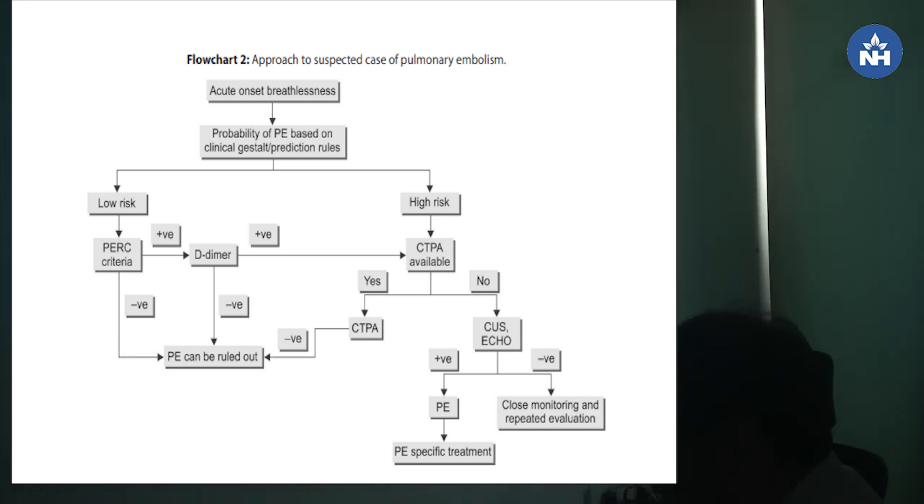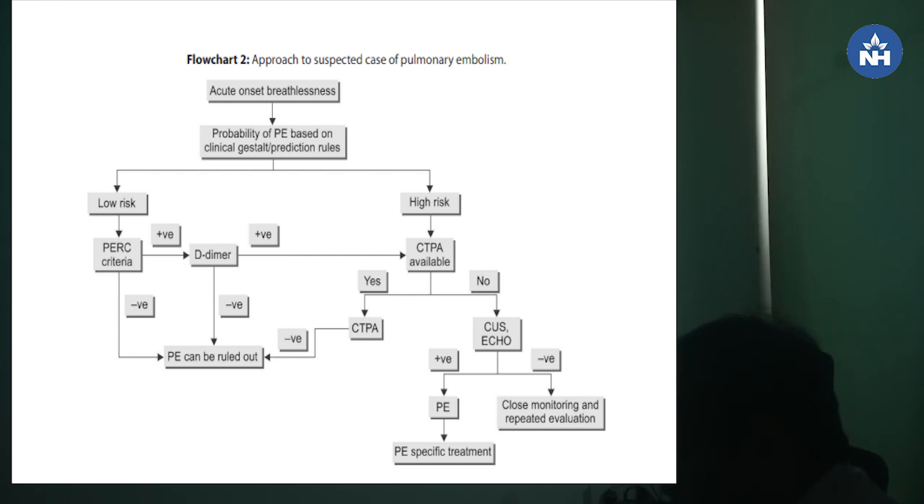So just go back one slide. If CTPA is not available, then you see compression ultrasound is very easy to do. Yes, sir. Bedside, yes, sir. Compression ultrasound tells you whether there is a clot or not. Same with an echo situation. So if you see a clot on compression ultrasound, the treatment is essentially the same. CTPA, if you find that, then it becomes a high probability and it will not influence your treatment.